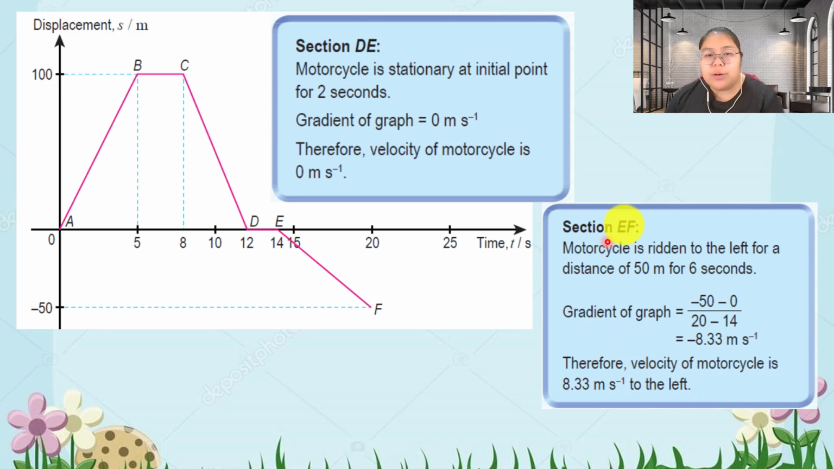Okay, so from here we cannot tell that the motorcycle is slowing down. We can only find that negative means the motorcycle moves in the opposite direction. So this one is a displacement-time graph. Remember, if you want to find velocity, you need to find the gradient.